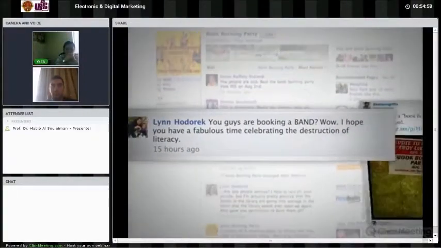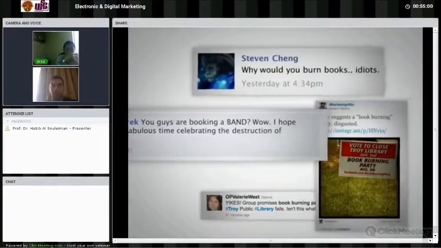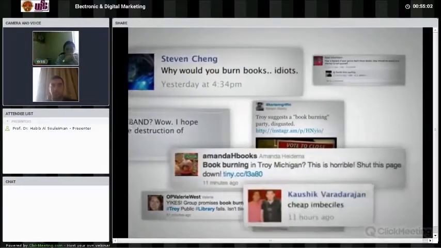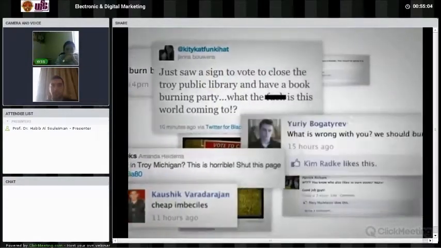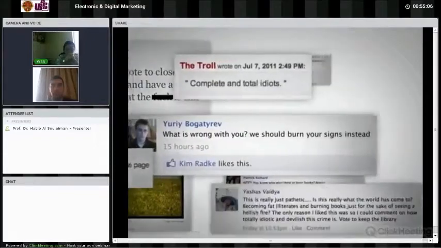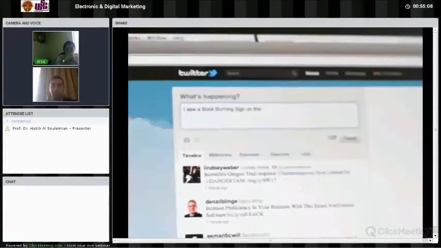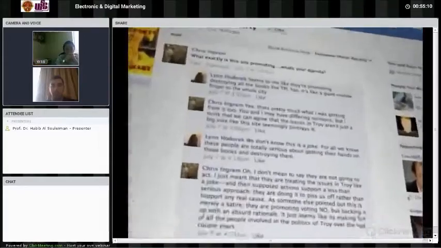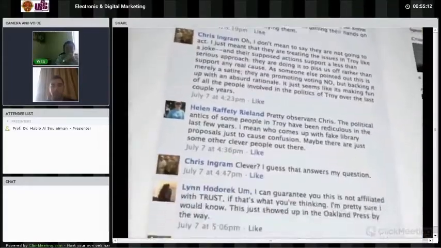You guys are booking a band? People became enraged. Why would you burn books, idiots? This is horrible. Cheap imbeciles. What is this world coming to? We should burn your signs instead. These are really idiots. Jerks. They posted their own links, shared with friends, debated the merits of libraries and the audacity of burning books.